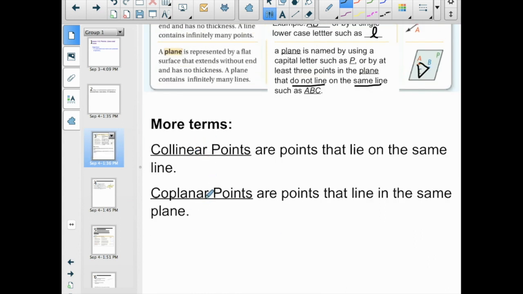And that actually comes into play in these next two vocab words we're going to talk about right here: collinear points and coplanar points. So collinear points are points that lie on the same line. So like this, if I draw a line and I have 3 dots on it, these are collinear points, those 3 red dots that are all on the same line. Coplanar points are points that lie on the same plane. That's like this A, B, and C I used to name it in the picture up there.